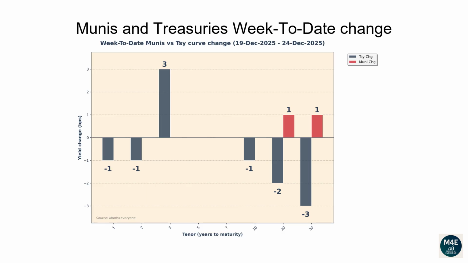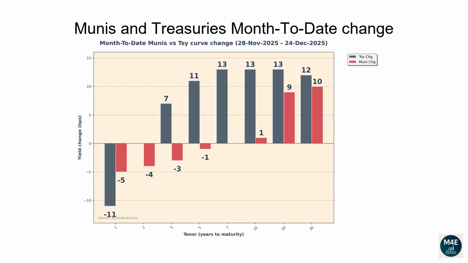This graph is similar to the previous one, but instead of showing how interest rates have moved versus the prior day, they show how much they have changed since the end of the previous week. The current bar plot shows how munis and Treasuries have changed since last Friday. This graph shows how much interest rates have changed since the end of the previous month. The current bar plot shows how munis and Treasuries have changed since the end of November.